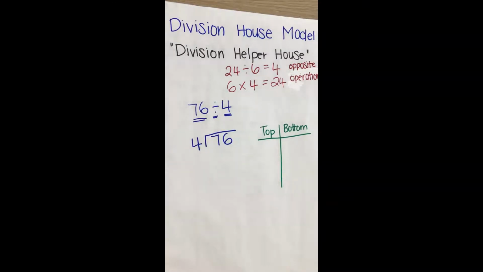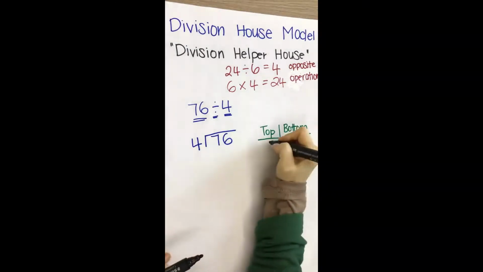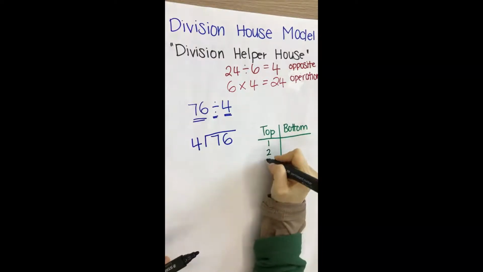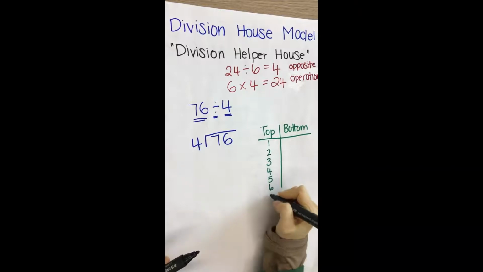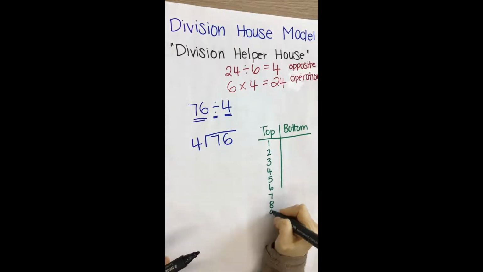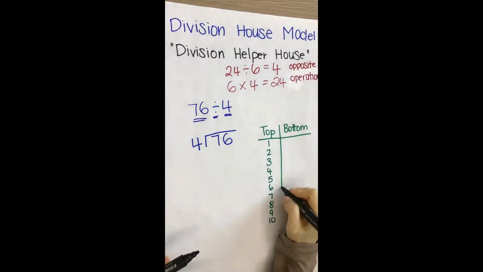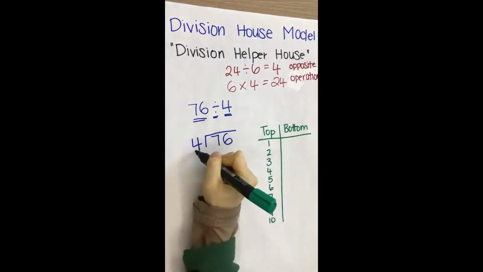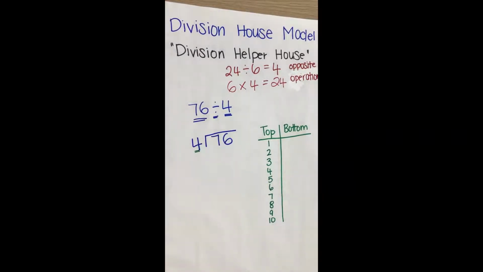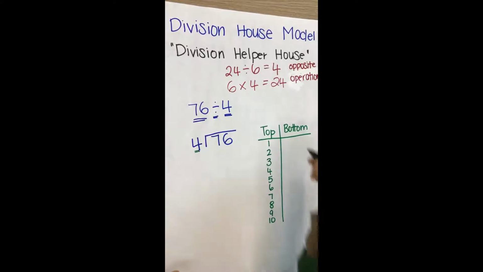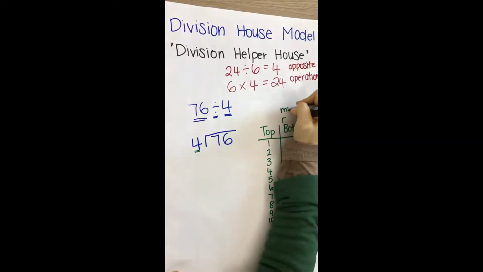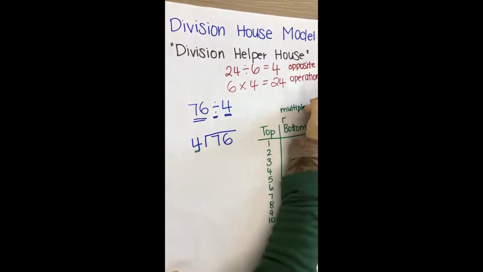For my top, I'm going to list 1 all the way to 10. We do not need to go above 10 because my number is in 1's place. For my bottom chart, I am going to put my multiples. Let's put that right here for our reminder. Multiples of 4.